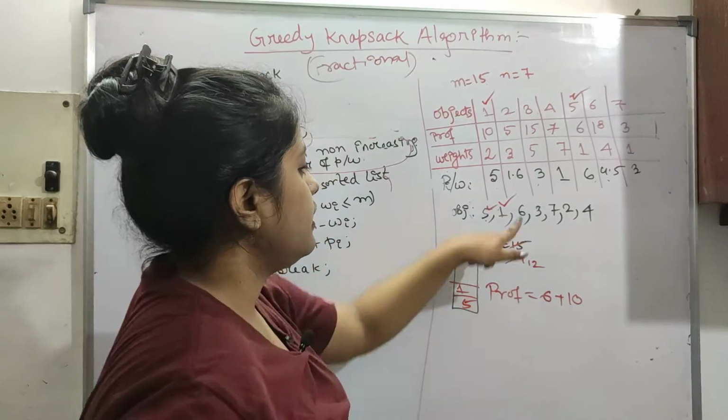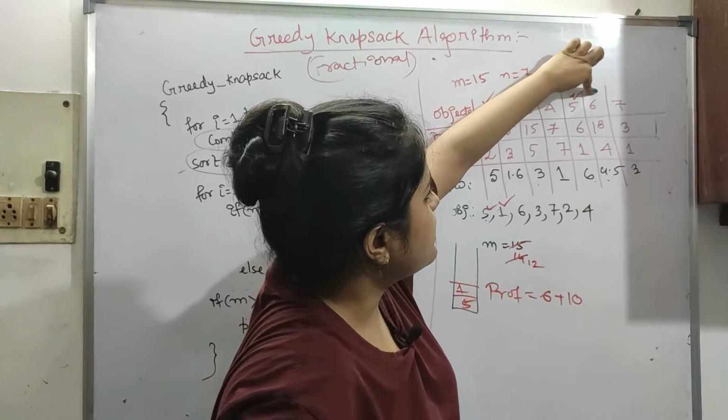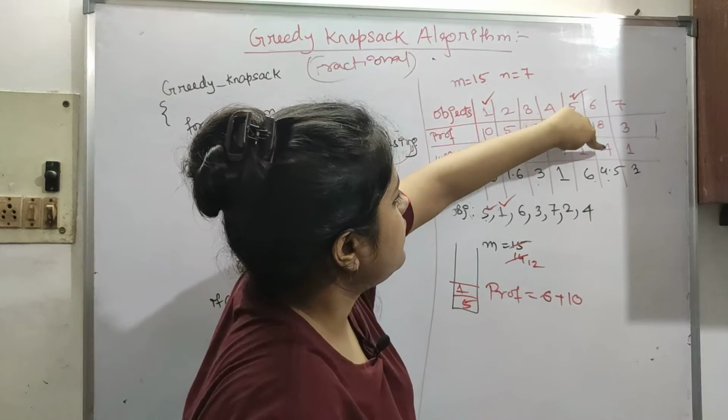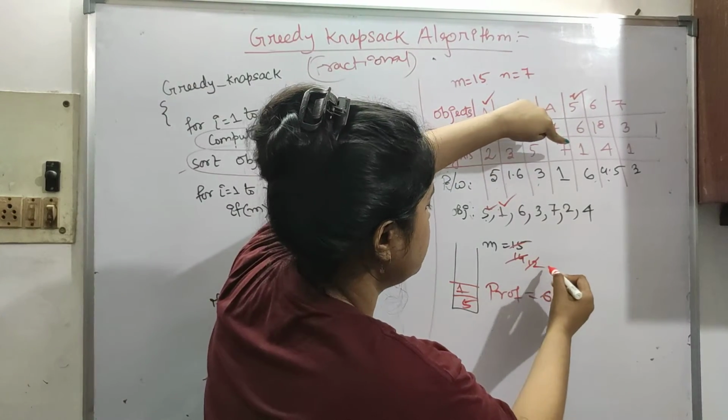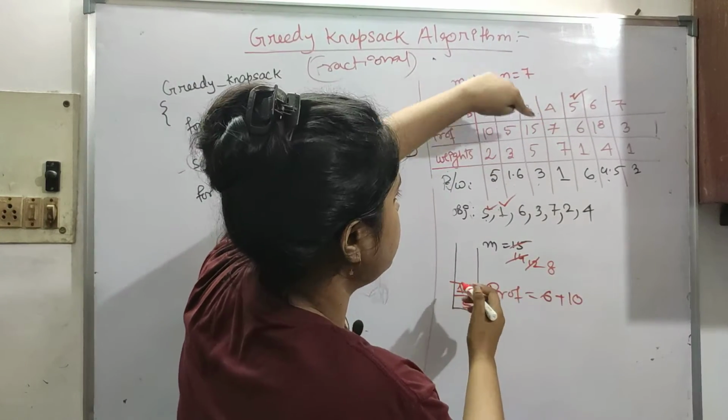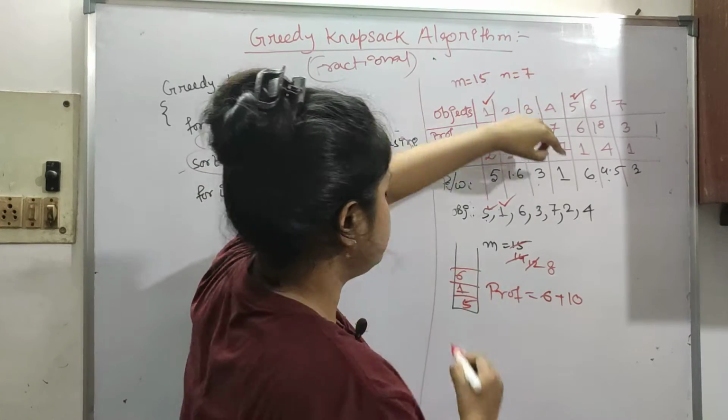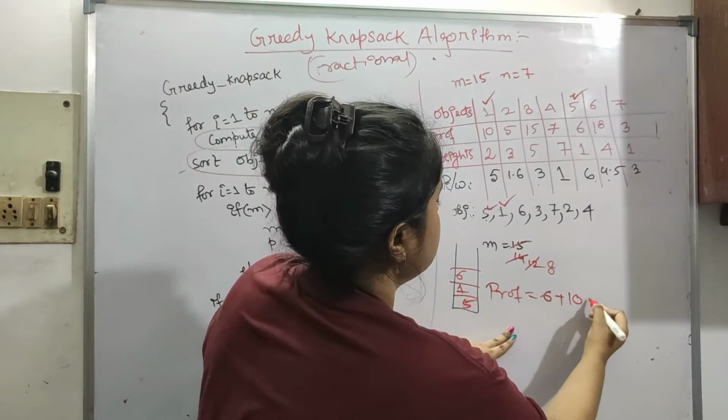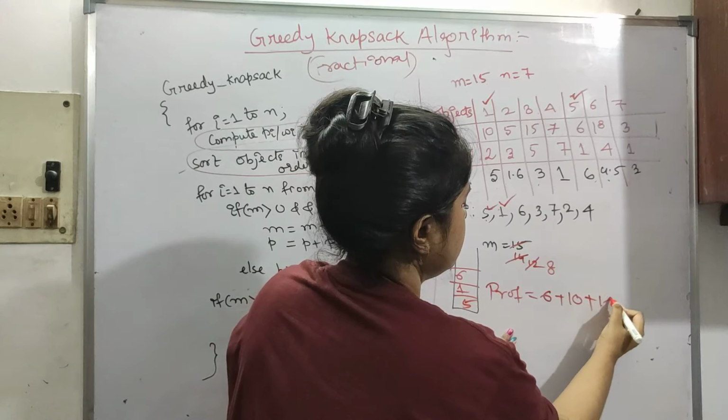1 is done. Next is object 6. Object 6 is here. Its weight is 4. So 12 minus 4 is 8. 8 is there. And object 6 is placed in our knapsack and its profit is 18.